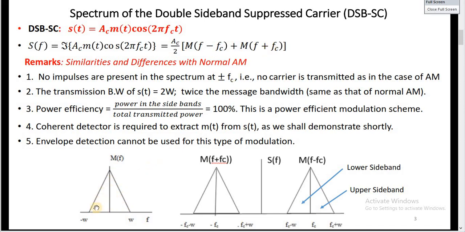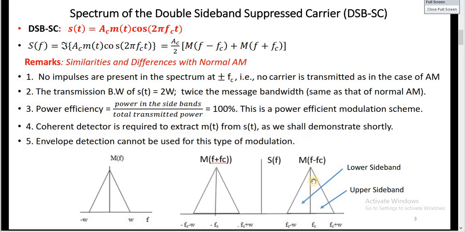If this is the Fourier transform of the baseband signal, then the spectrum of the modulated signal is simply M of f shifted to the right by fc and shifted to the left by fc. So this is the component M of f minus fc, and this is the component M of f plus fc. طبعا we have some similarities and differences with the normal AM modulated signal. بالأول, no impulses are present in the spectrum at plus or minus fc, that is, there is no carrier transmitted as in the case of AM.